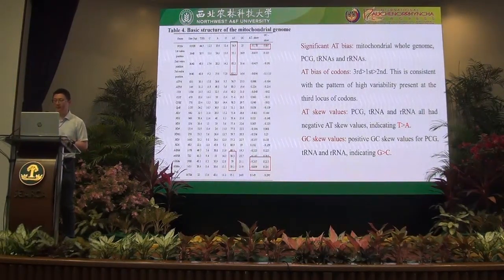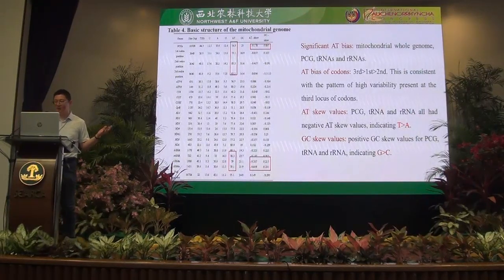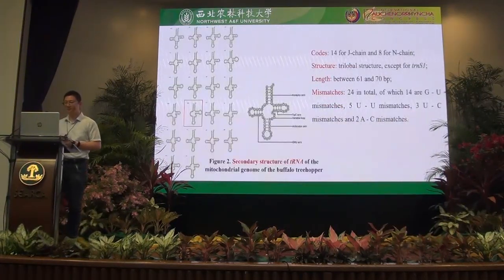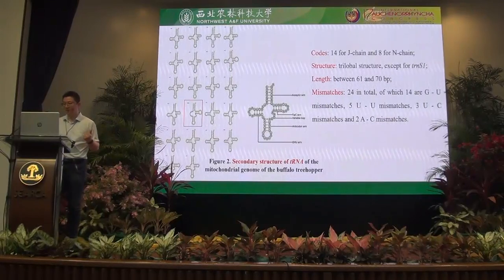And from here we can see the significant AT bias and AT bias of codons, and AT skew values, GC skew values. This is the secondary structure of tRNA of the mitochondrial genome of the buffalo leafhopper.